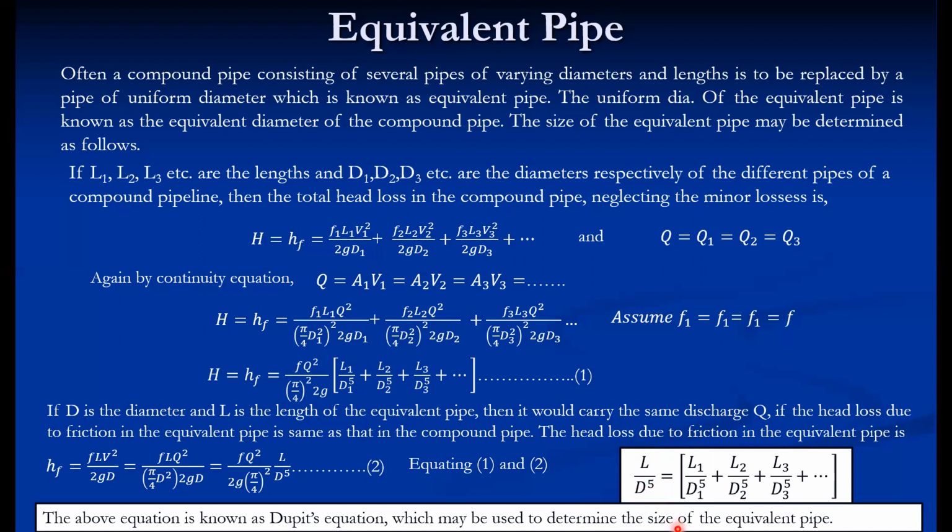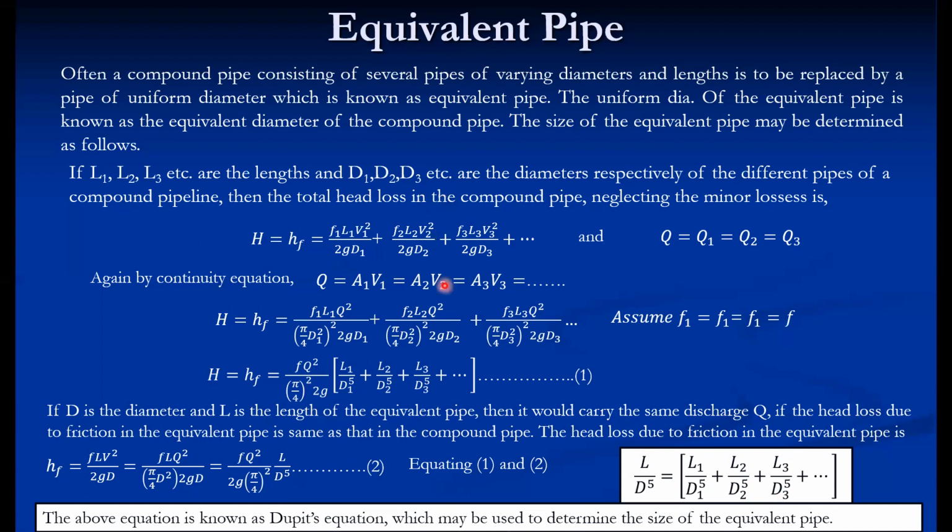Once we get this diameter from this equation, we can use that diameter and length in order to calculate the head loss due to friction. So in order to calculate the total head loss, instead of making so many calculations, we can minimize these calculations by using this concept. That is the purpose behind the introduction of the equivalent pipe. So this is about the equivalent pipe.